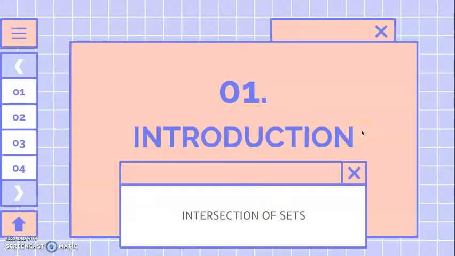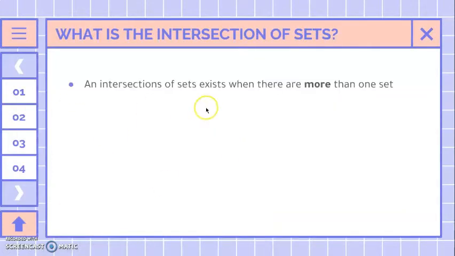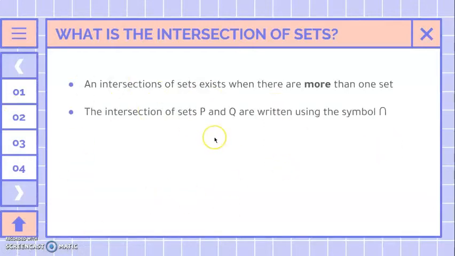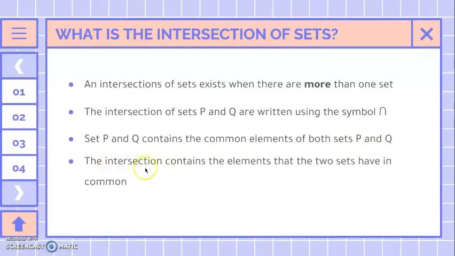Okay, we will continue with the introduction of intersection of sets. So what is the intersection of sets? An intersection of sets exists when there are more than one set. The intersection of sets P and Q are written using the symbol like this one. The symbol is like an inverted U. Set P intersect Q contains the common elements of set P and Q. The intersection contains the elements that the two sets have in common, where two sets overlap.